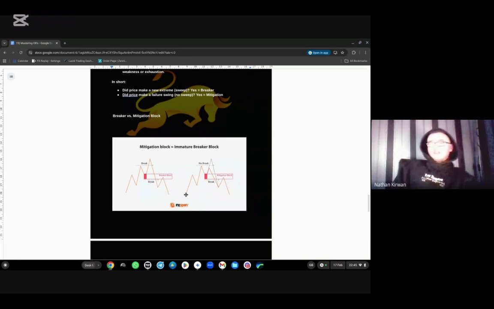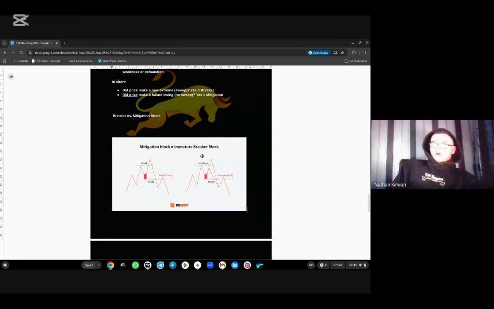Now the only difference between a mitigation block, please don't dwell on it too much, it's not important enough that you have to think about it, it's just good that you know. I just want to tell you about it. And don't go looking for, oh, that's a mitigation block, because you'll only get confused. You don't really need to know. Order blocks and breaker blocks are the most important. Know what a mitigation block is, don't dwell too much on it.